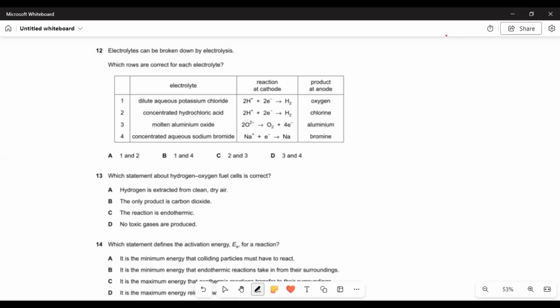Question number 12 is also related to electrolysis. Which rows are correct for each electrolyte? So different electrolytes are given here, with the reaction at the cathode and the product at the anode. So in this reaction, the product is also given here. So what could be the correct answer? Remember that reduction occurs at the cathode and oxidation occurs at the anode.